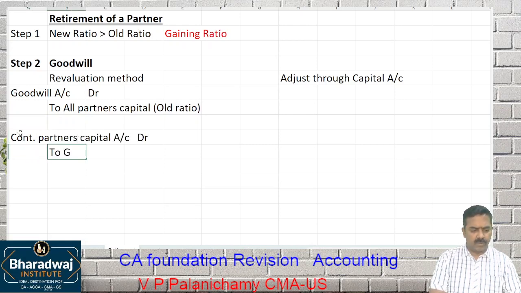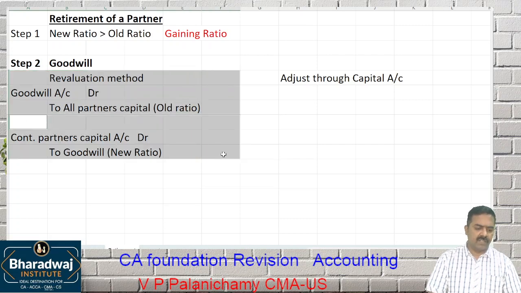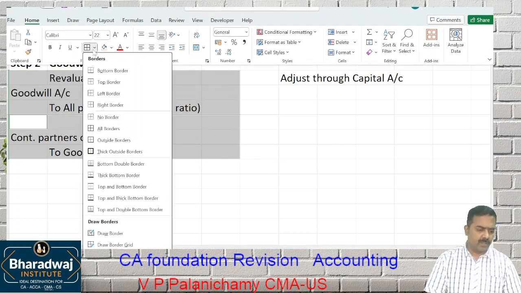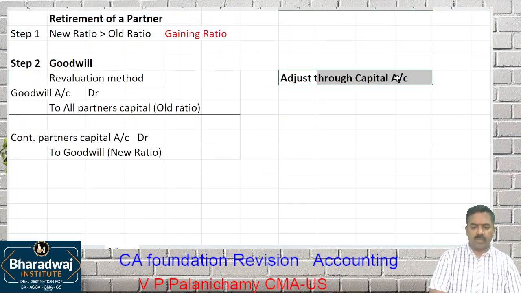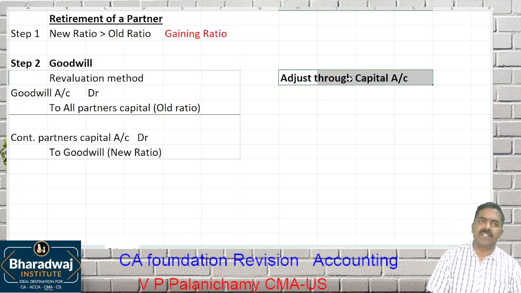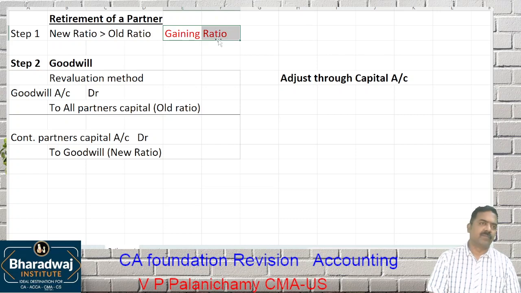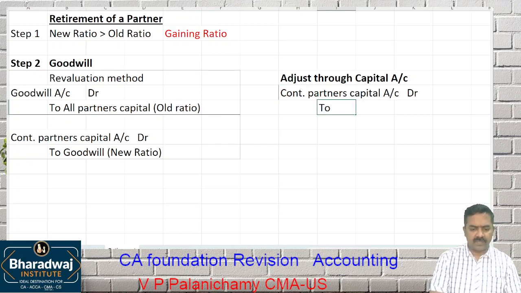Continuing partners' capital account debit to what? Goodwill, in which ratio? New ratio. Suppose they tell you not to value the goodwill or increase the value of goodwill, just adjust through capital account, as a clear instruction. Then go for which one? Adjusting through capital account. The concept is the gaining partner will compensate the sacrificing partner. Who are the gaining partners? Continuing partners will gain. So continuing partners' capital account debit to what? Retiring partner's capital account.